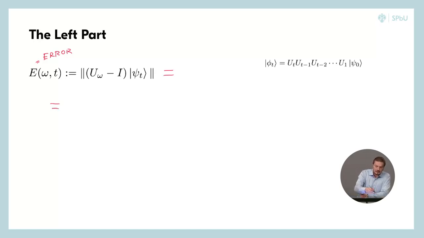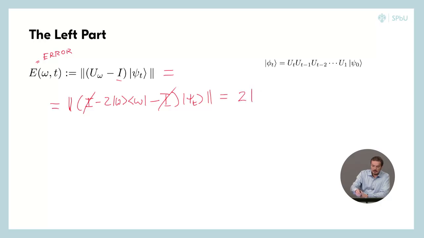So let us recall what this U omega operator is. It is identity minus 2 omega, and minus this identity, and everything is applied to psi t. Okay, now these identities go away, and what we get is just two scalar products of omega and psi t.